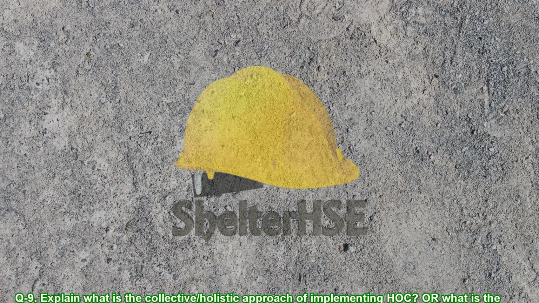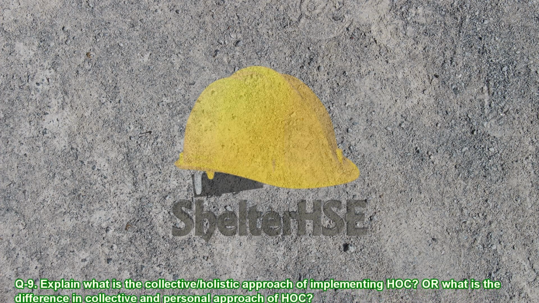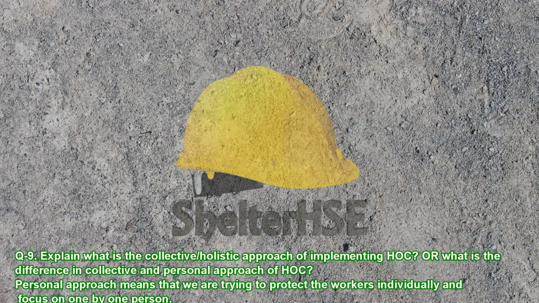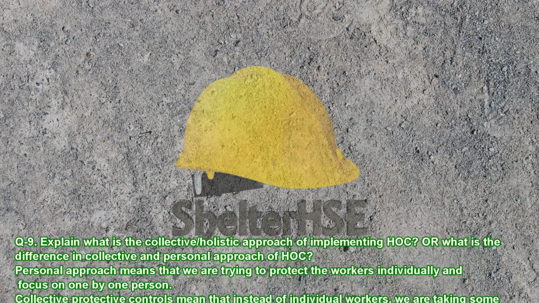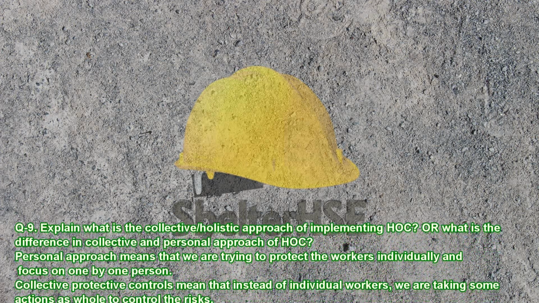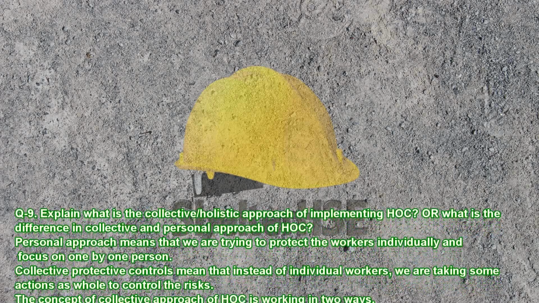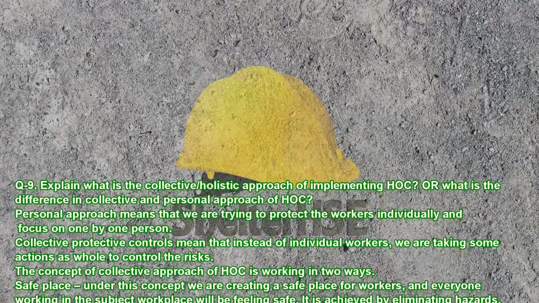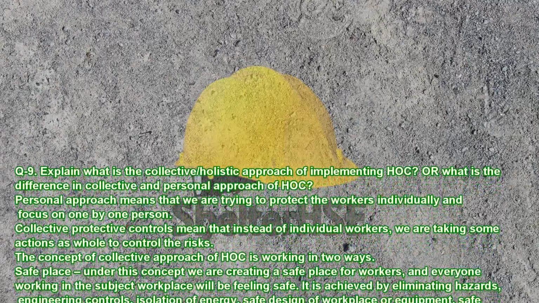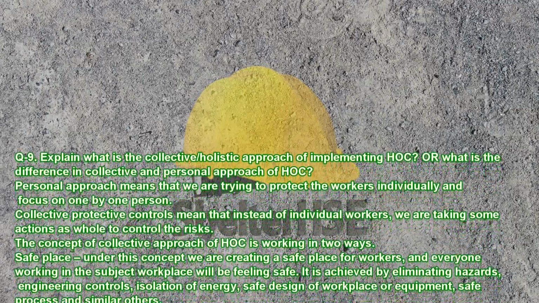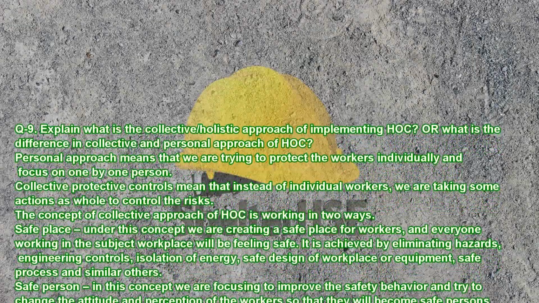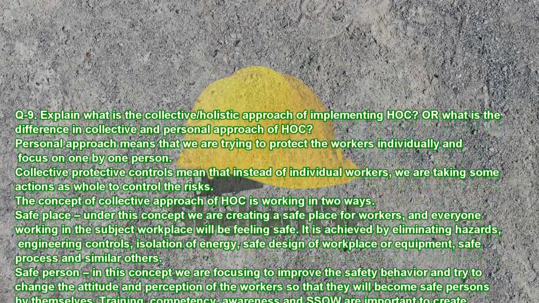Question 9. Explain what is the collective, holistic approach of implementing HOC? Or what is the difference in collective and personal approach of HOC? Answer. Personal approach means that we are trying to protect the workers individually and focus on one by one person. Collective protective controls mean that instead of individual workers, we are taking some actions as a whole to control the risks.